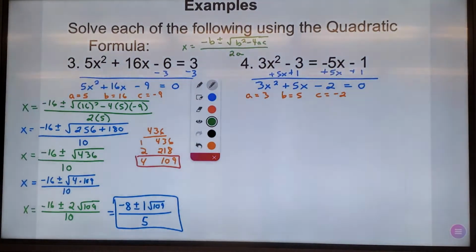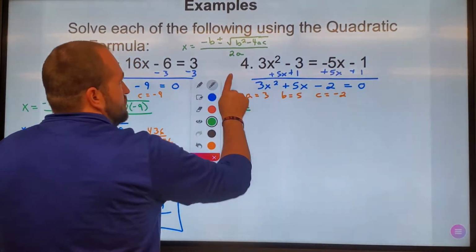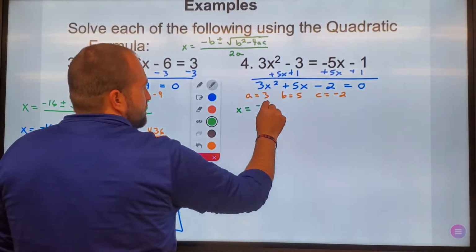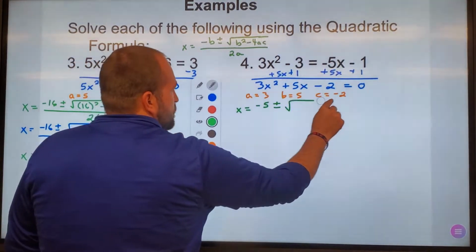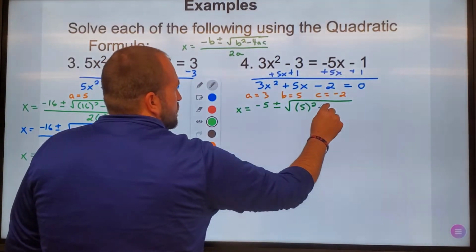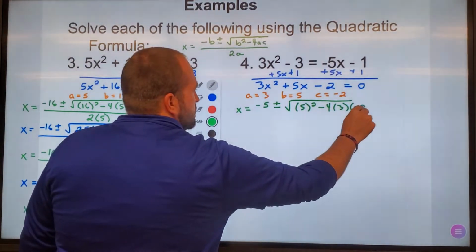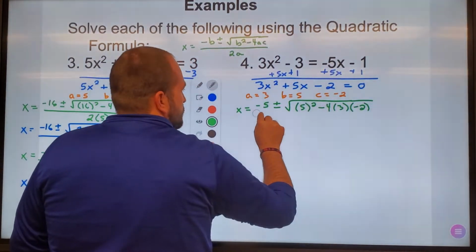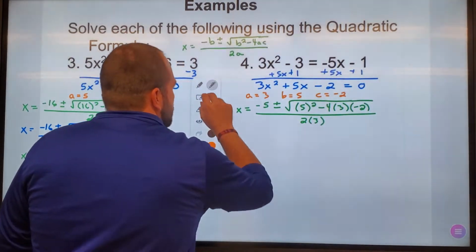Okay, now that we got that done, you go into setting up the quadratic formula and then simplifying. So here, x equals the opposite of b, the opposite of 5 is -5, plus or minus square root 5 squared minus 4 times 3 times -2 all over 2 times 3.